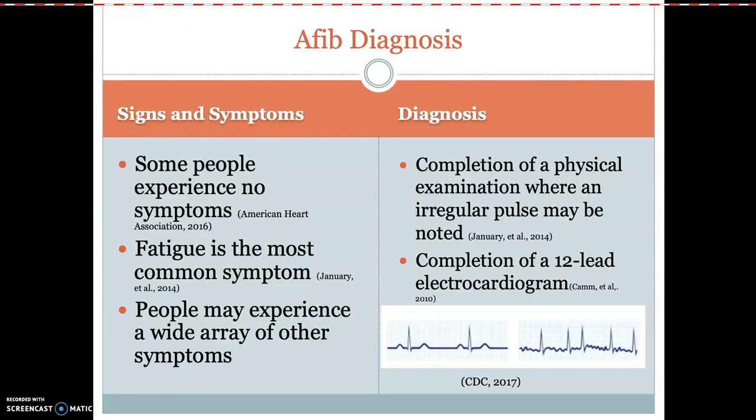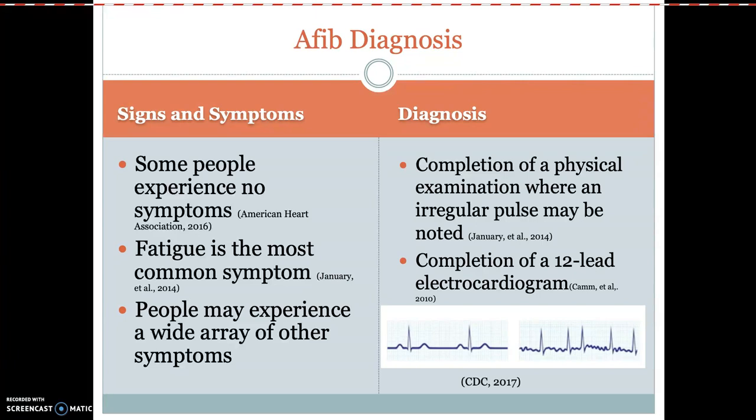So being diagnosed with AFib, we'll start with the signs and symptoms. Some patients never experience any symptoms, and they don't even know that their heart is beating irregularly when they are diagnosed. The most common symptom described by patients is fatigue, and other patients may experience dizziness, shortness of breath or labored breathing, anxiety, weakness, a rapid or irregular heartbeat, confusion, fainting, and even heart failure.